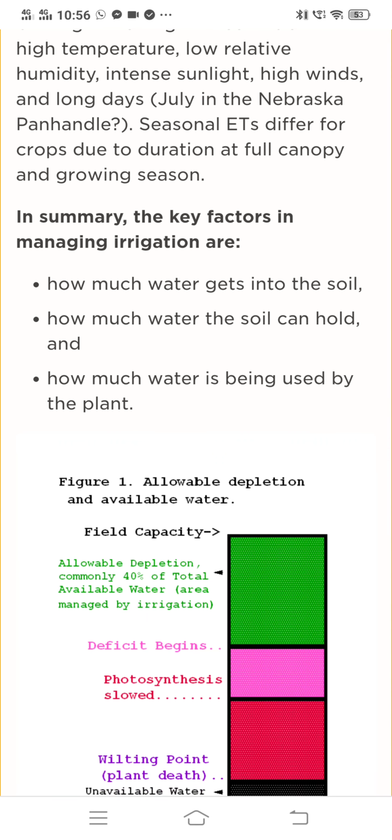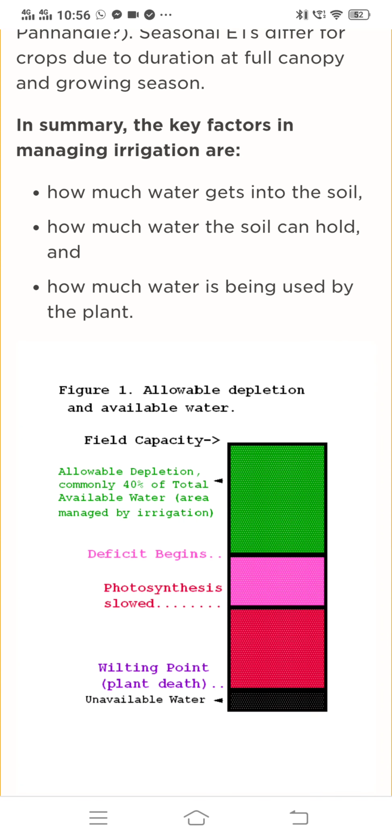Now, in summary, the key factors in managing irrigation are how much water gets into the soil first, then how much water the soil can hold, that means the type of soil, and how much water being used by the plant, that is effective irrigation. So these three key factors decide the scheduling, the time between first irrigation and second irrigation.